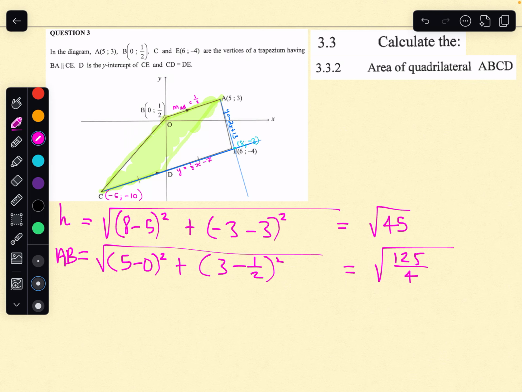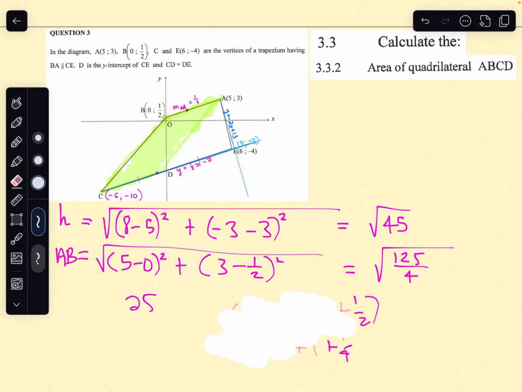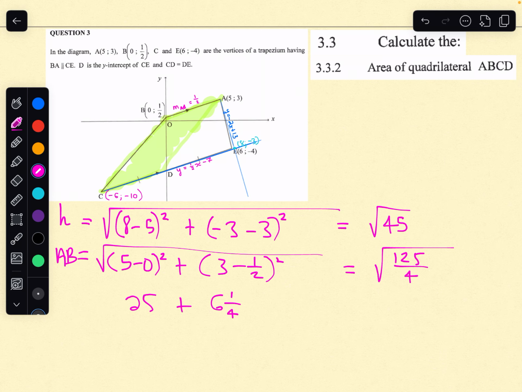Right, so this is 25. 2.5 squared, if we just do FOIL, okay, so that's going to be 4 plus 1 plus 1 plus the quarter. So that's 6.25. So that adds up to 31.25. Let's see, what is this? 4 goes into 12 3 times, and then into 5 once, remainder 1. Okay, cool. So that looks good.